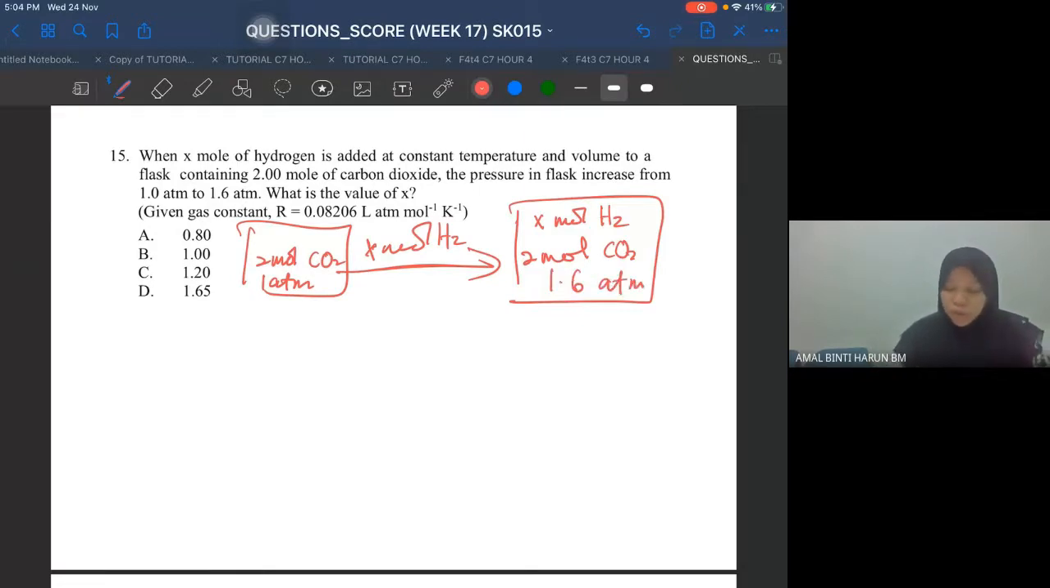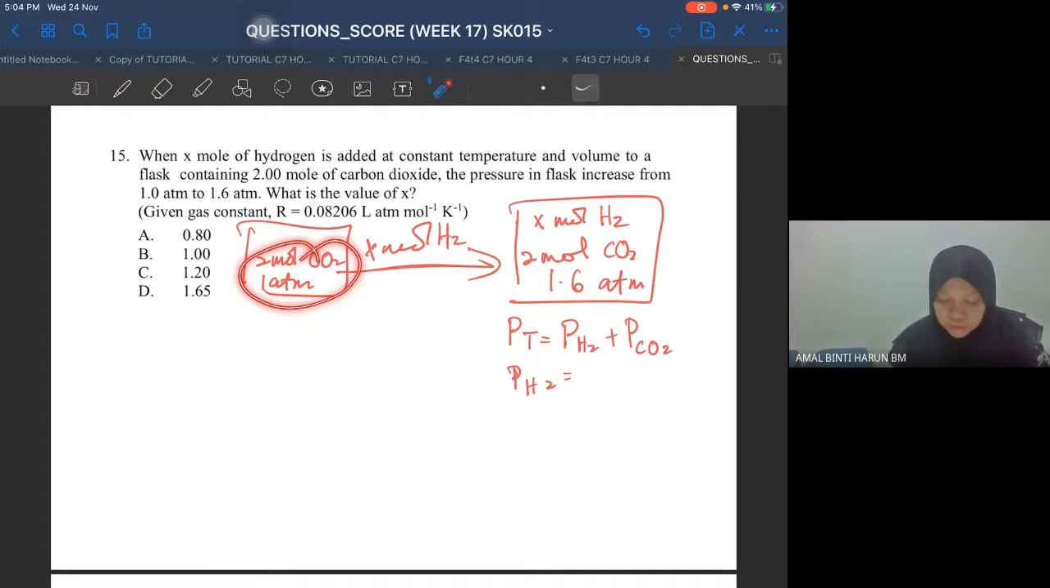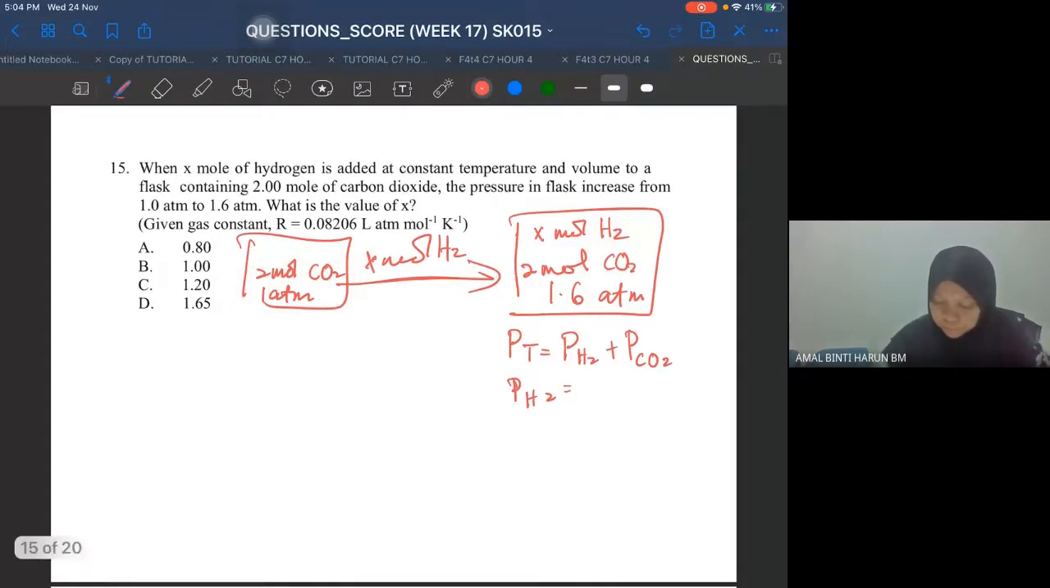Okay, so kita boleh dapat maklumat apa? Pressure total adalah pressure hydrogen tambah pressure CO2. So kita boleh dapat pressure hydrogen, sebab dekat sini kita ada pressure CO2. Where total pressure 1.6 minus 1, so 0.6 atm adalah pressure hydrogen gas. Okay, so kita gunakan PV = nRT.